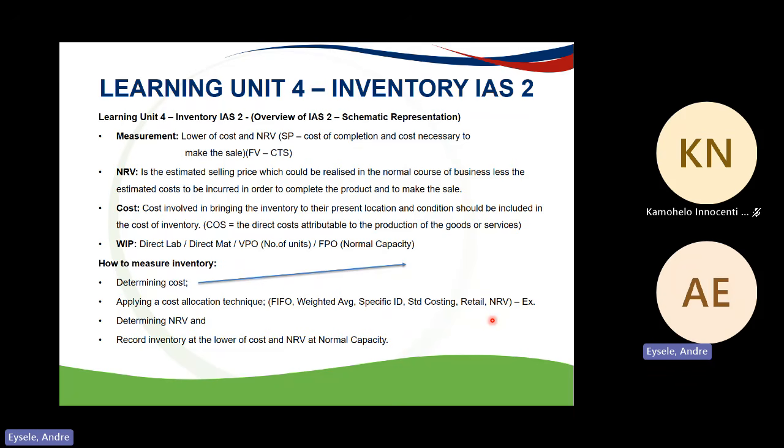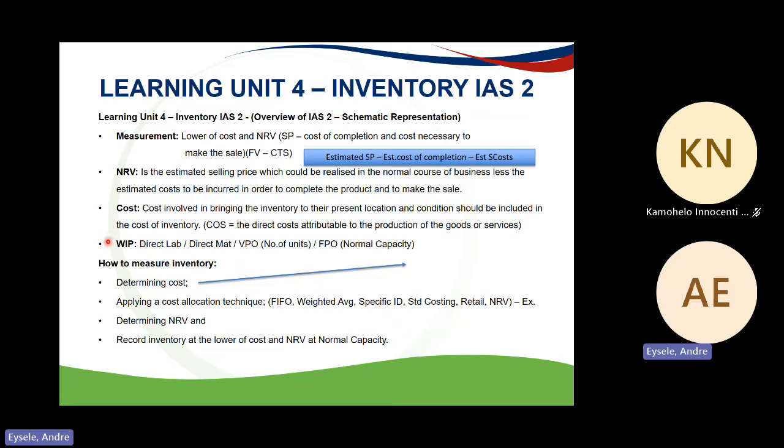Now, colleagues, this is just a schematic representation of what we've just discussed. And we said NRV is the estimated selling price, less estimated cost of completion, less estimated selling costs. That is how you determine the NRV. And your cost in bringing the inventory to its present condition and location is included in the cost of inventory. Cost of sales is the direct cost attributable to the production of goods and services.